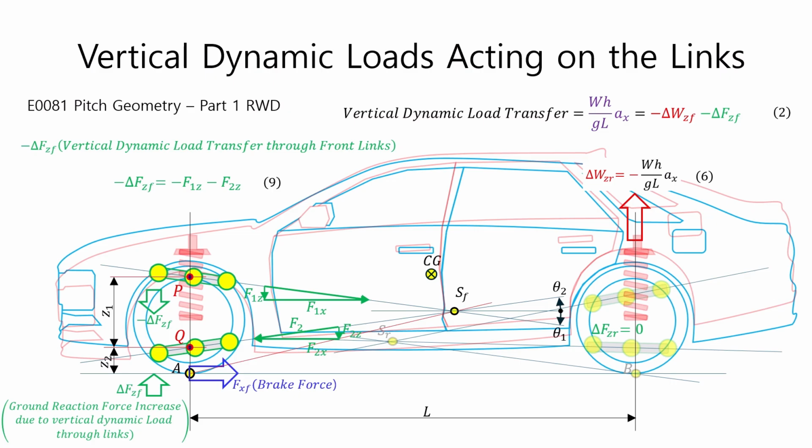Let's analyze the vertical dynamic loads acting on the suspension links during front wheel braking. The link forces for pitch motion during front wheel braking are similar to the link forces for pitch motion during rear wheel acceleration. Forces acting on the links do not occur in suspensions without drive or brake wheels. They occur only in suspensions with drive or brake wheels.